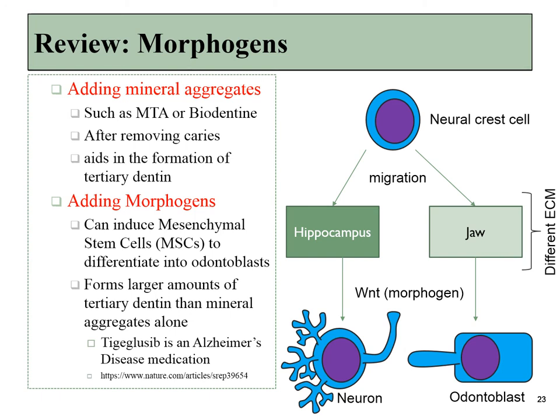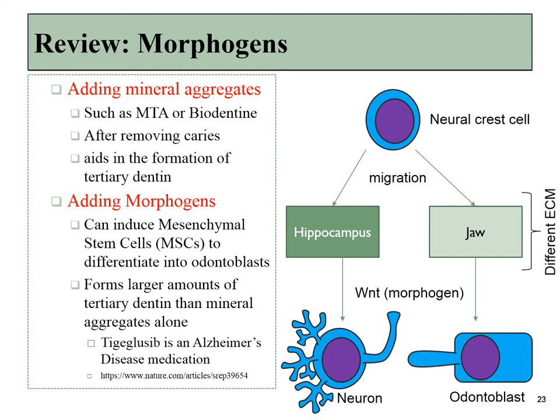And that second signal is a different type of morphogen found within the extracellular matrix. The brain has very little extracellular matrix, whereas in the mandibles and maxilla, there's a lot of extracellular matrix because we're forming that mesenchyme there.